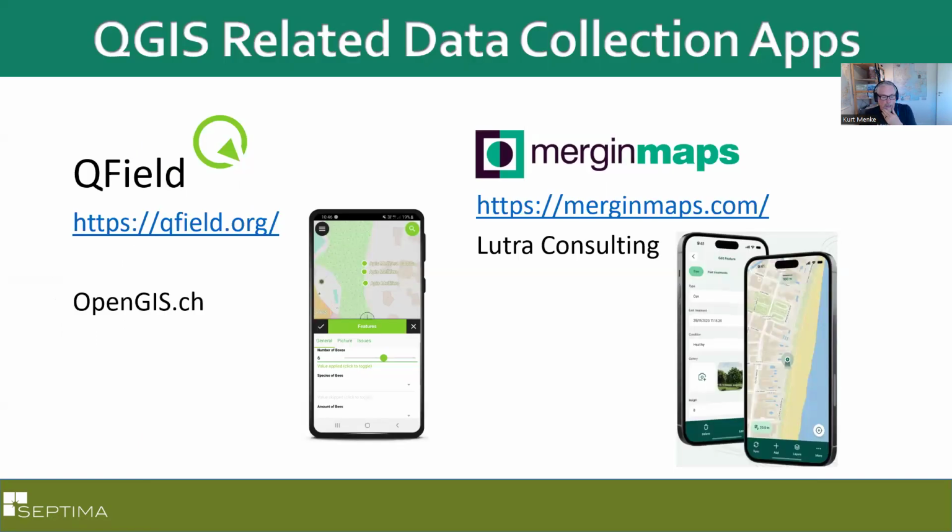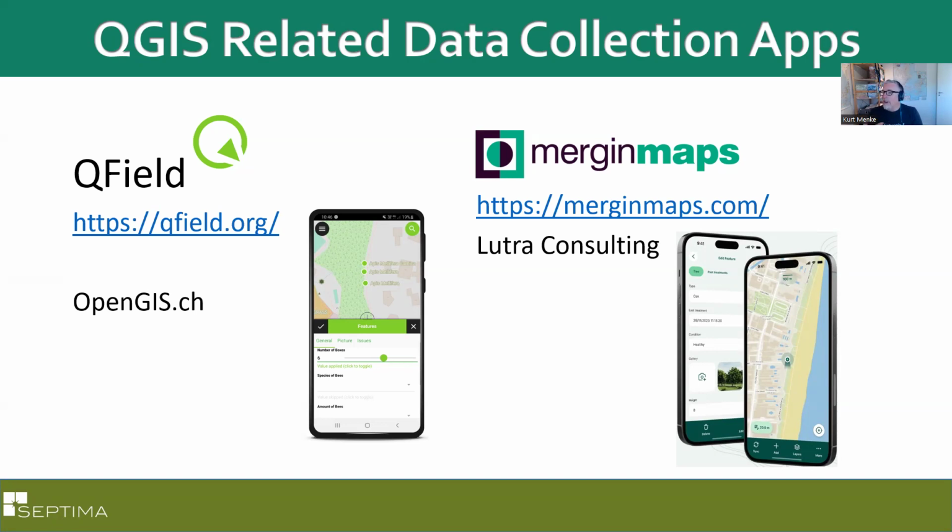As we've already discussed briefly, there are two QGIS related data collection platforms or apps at this point. There's QField, developed by the Swiss company OpenGIS.ch, and then there's Mergin Maps, developed by Lutra Consulting. They're both built on the QGIS API, so they're very similar. They both allow you to take a QGIS project outside and collect data with it.